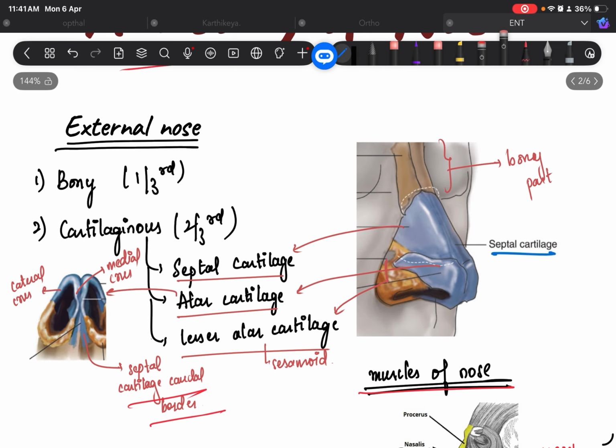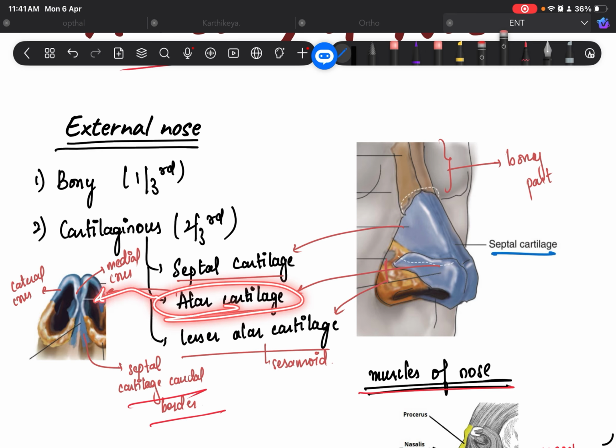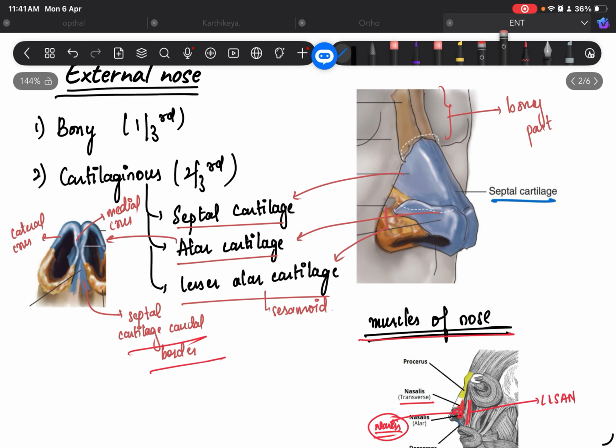The external nose. The external nose contains bony part, which is 1/3, and cartilage, which is 2/3. The cartilaginous part contains septal cartilage, alar cartilage, and lesser alar cartilage. Lesser alar cartilage is a small piece. You can see it's so small, and this is all fibrofatty tissue. The alar cartilage has two divisions, the lateral crus and the medial crus. You can see the lateral part is the lateral crus and the medial part is the medial crus.